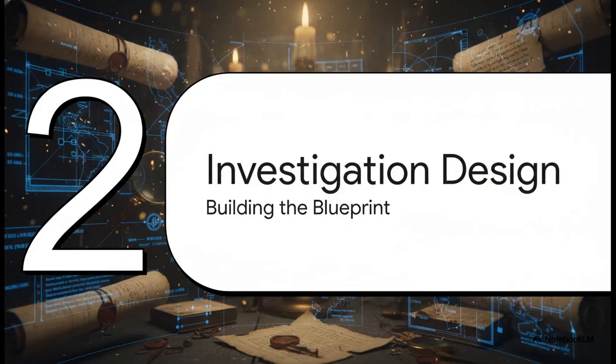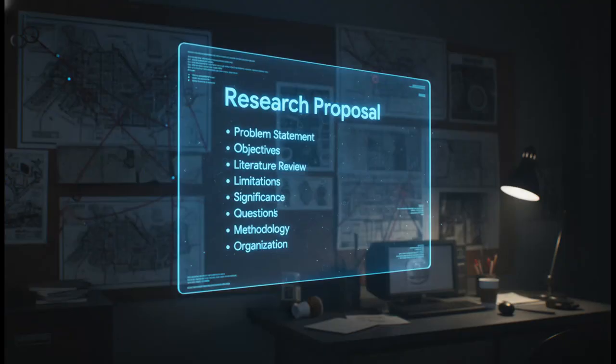Section 2. Designing the investigation. Once we've got the science down, it's time to build the actual blueprint for our investigation. Now, what's really interesting about this is the sheer depth of preparation required. Look at this drafting process for a research proposal. You've got the statement of the problem, the objectives, a thorough review of existing literature, identifying your limitations, the significance of the study, defining specific questions, setting an analytical framework, locking in methodology, and outlining the entire organization.